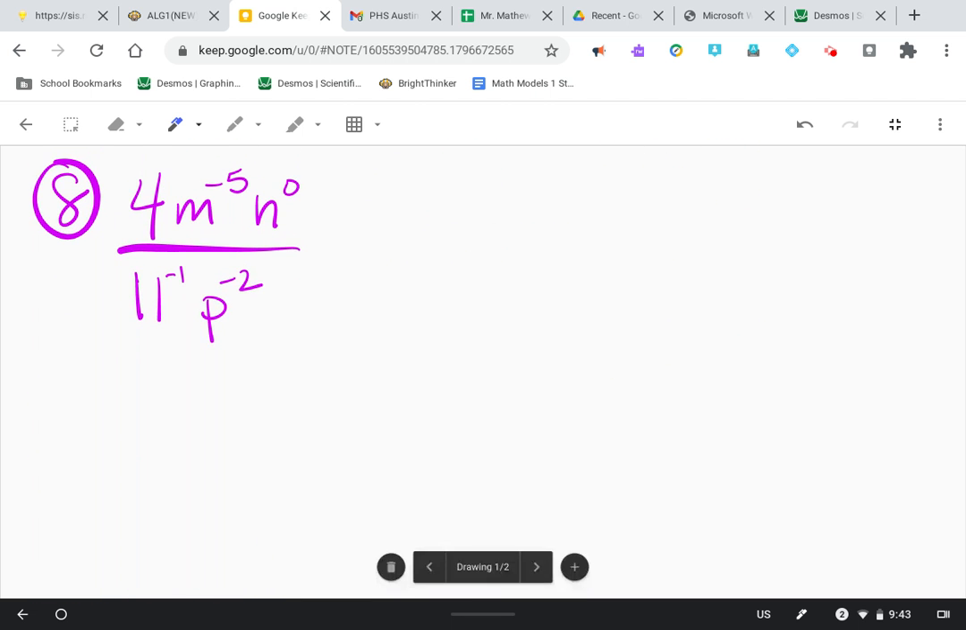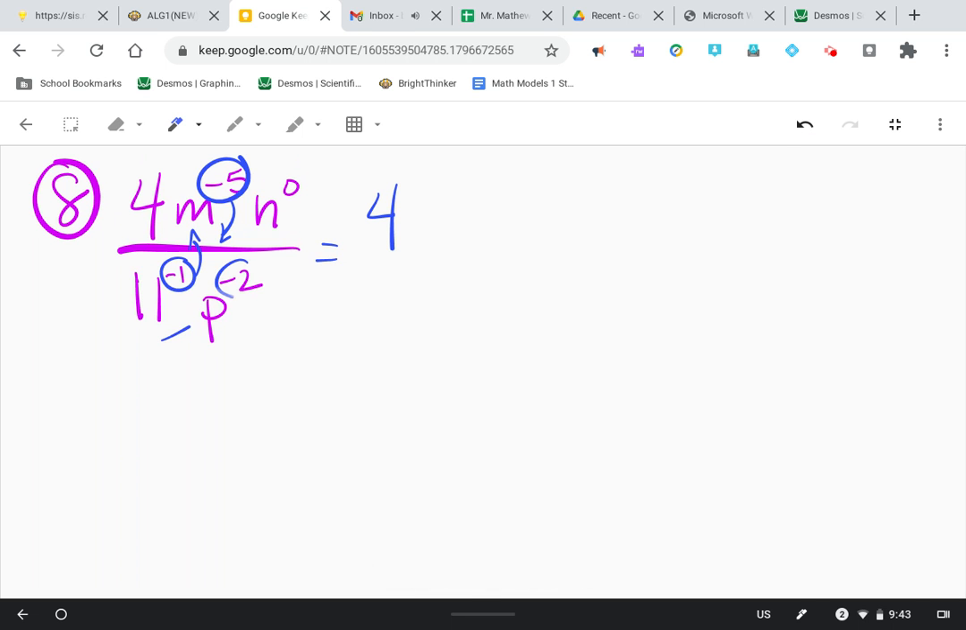Okay, a little bit of a weird one here, but similar idea. We have 4. We have m to the negative 5th, so that needs to move down into the 0. So that's going to become a 1. In a sense, that's going to cancel out. 11 is also negative, so that needs to move up. And the negative 2 on that p needs to move up. So a lot's going to switch.